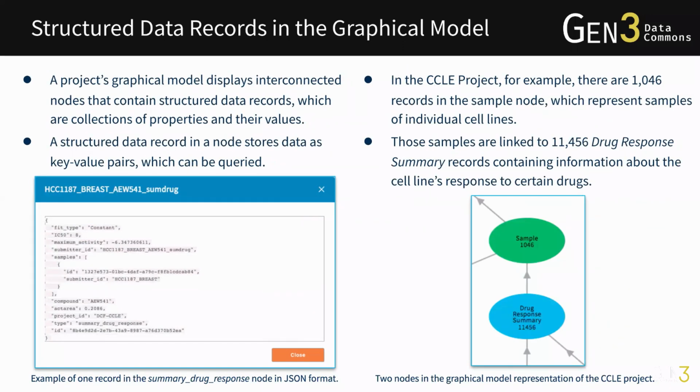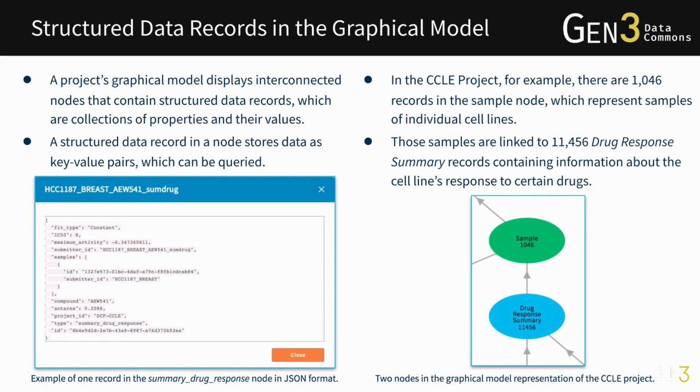A project's graphical model displays interconnected nodes that contain structured data records, which are collections of properties and their values. A structured data record in a node stores data as key value pairs, which can be queried. In the example on the left, you can see one record in the summary drug response node, which is in JSON format.